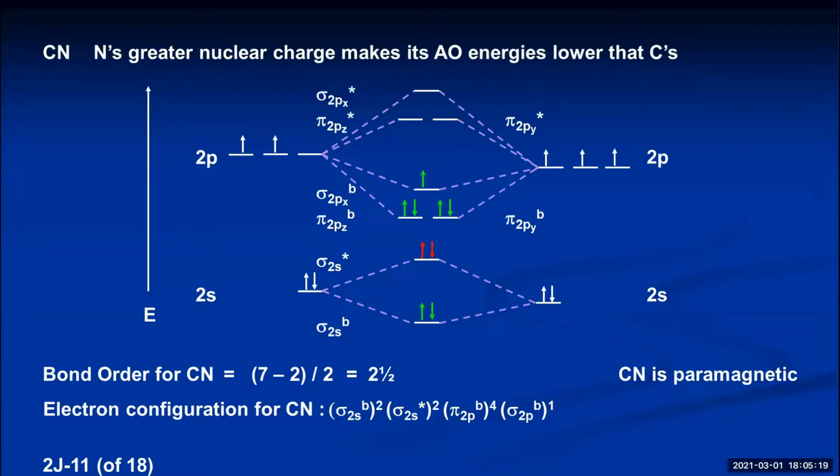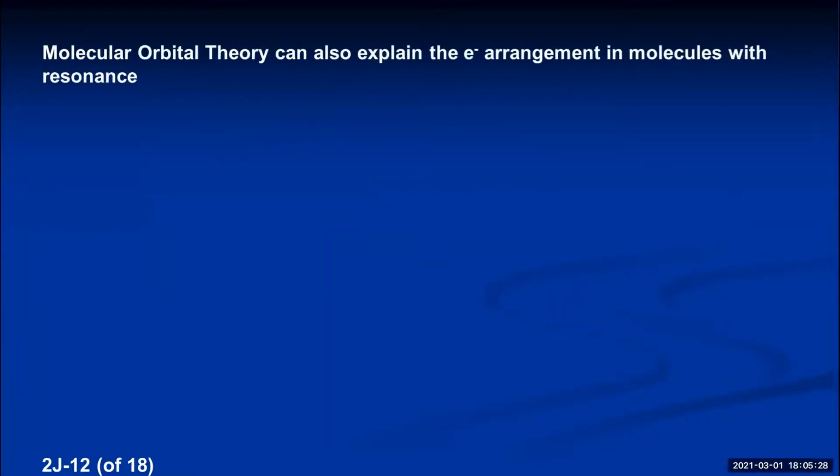So the final thing we want to talk about concerning molecular orbital theory is that it actually can be used to explain something we don't have a good explanation for, and that's the electron arrangement in molecules that possess resonance. We can't draw a Lewis structure for a molecule that possesses resonance. We have to draw 2 or 3 structures and say, imagine the average of that. And that's not really very satisfying. We want to be able to say exactly where all the electrons are located. And molecular orbital theory will allow us to do that.